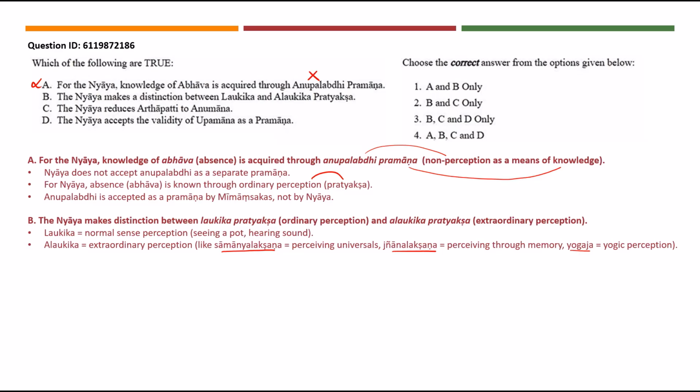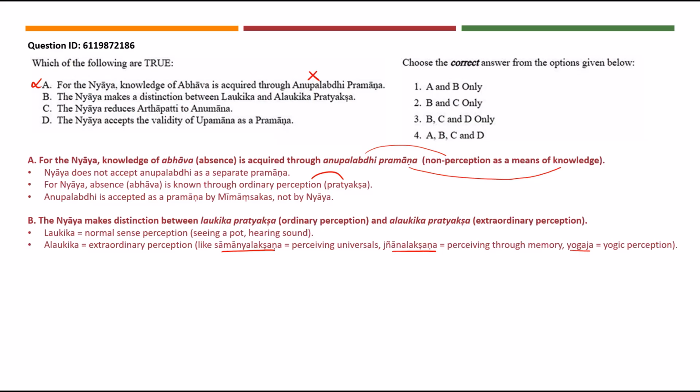You can ask me, why am I complicating this question to this level? Please understand, I am trying to give you at least other terms, like extraordinary perception will include perceiving universals, perceiving through memory, and yogic perception. You can keep the language issue apart. You can learn logic here. That's what I am trying to tell you.